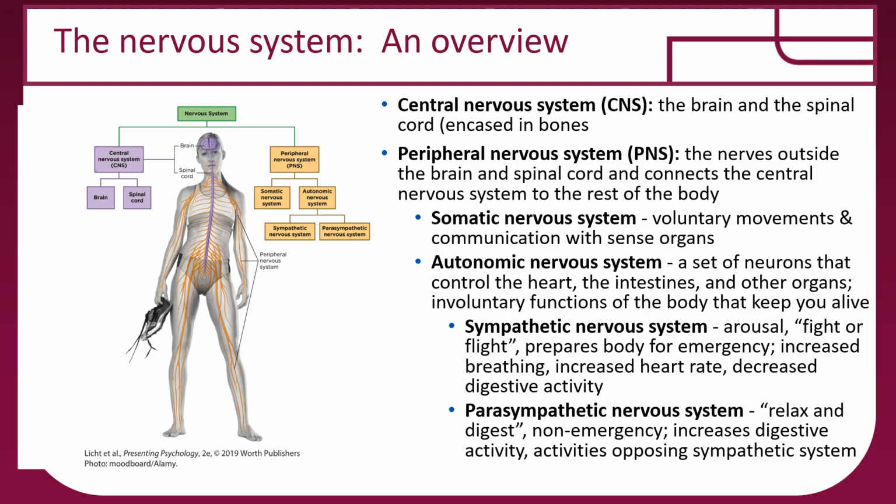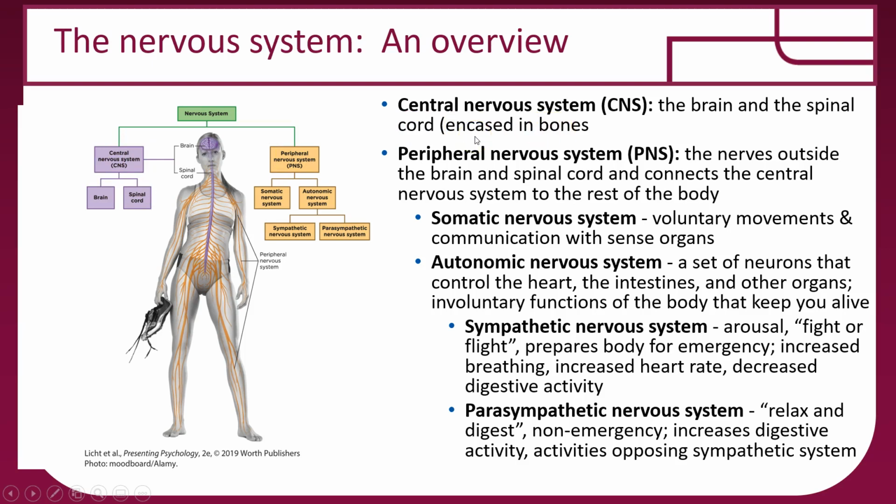So let's go through the nervous system in an overview, and we'll start with our two main divisions of the nervous system: the central nervous system, or the CNS, and the peripheral nervous system, that's the PNS. So the central nervous system consists of your brain and spinal cord. Here the brain and spinal cord in purple make up your central nervous system.